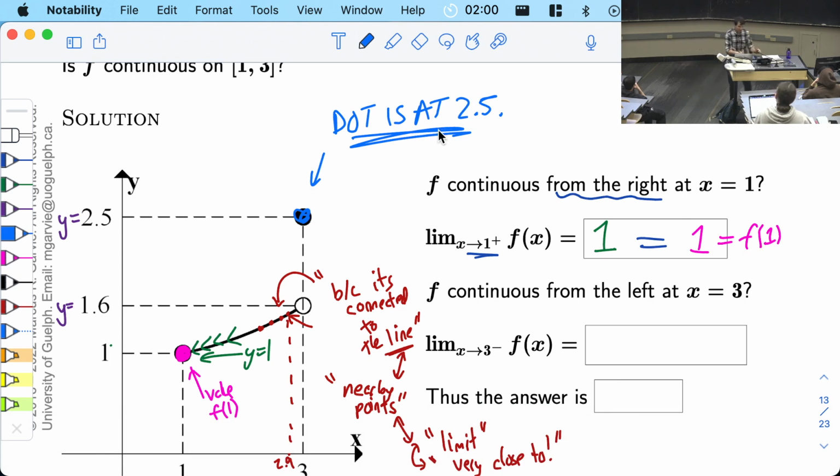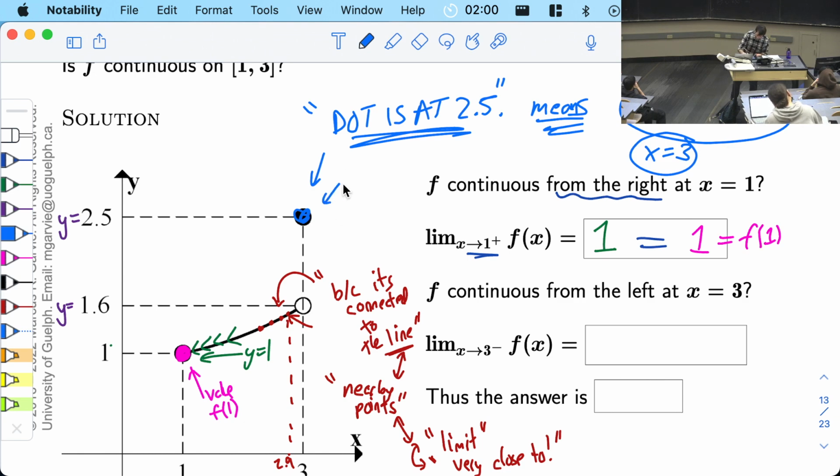The dot is at 2.5 means, what does it mean? It means that f of 3 equals 2.5. So the dot being at 2.5 tells us definitely a useful piece of information. It tells you the value at exactly x equals 3. So when x equals 3, y equals 2.5.